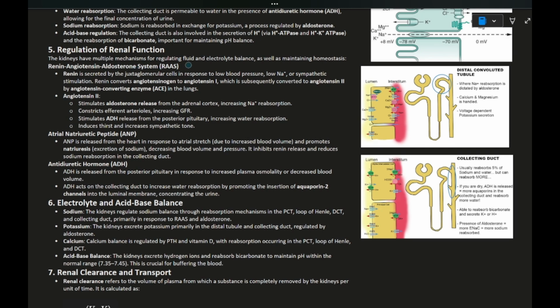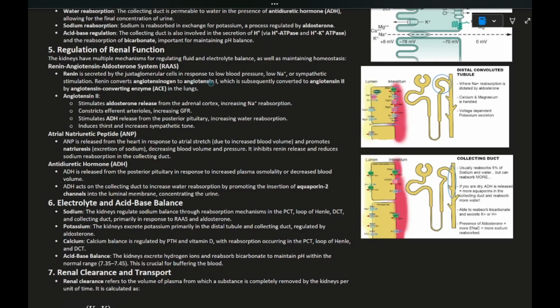renin-angiotensin-aldosterone system, or RAAS. So renin is secreted by the juxtaglomerular cells in response to low blood pressure, low sodium, or sympathetic stimulation. So remember that in response to low blood pressure, low sodium, or sympathetic stimulation, the renin will be secreted by the juxtaglomerular cells. After being secreted, the renin will be responsible for converting angiotensinogen to angiotensin 1.